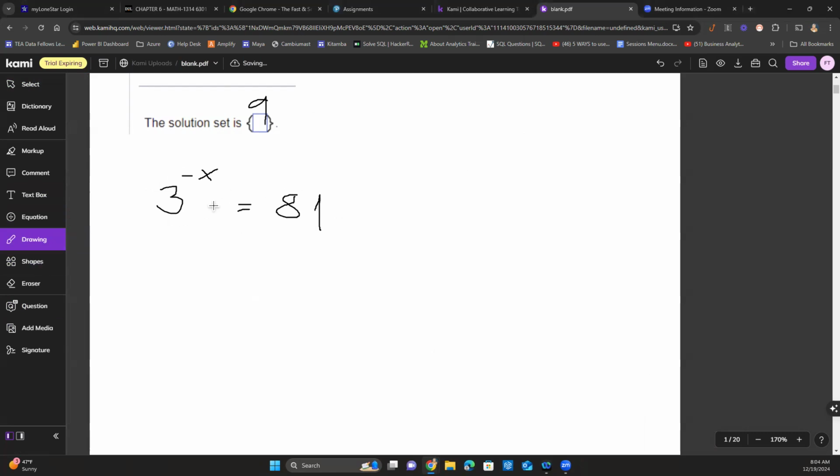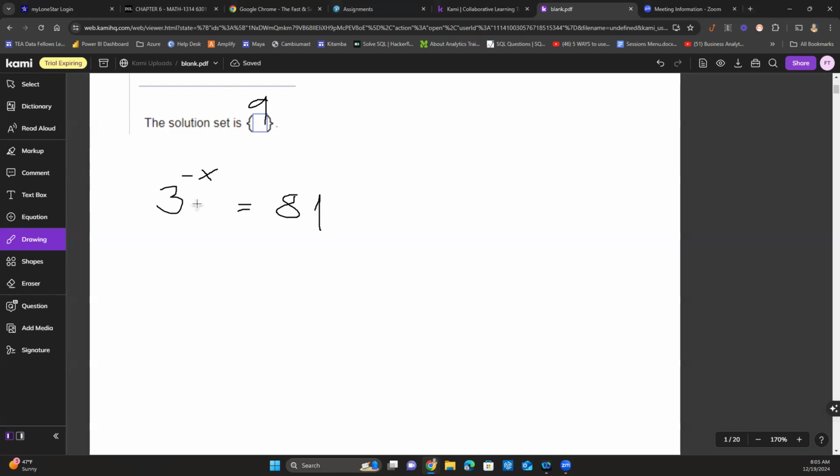The base on the first side is 3, but the base on the other side is 81. So they are not equal to each other. So I can't just go ahead and set the powers equal to each other anymore. I need to change 81 in a way that it has the same base as the first side.